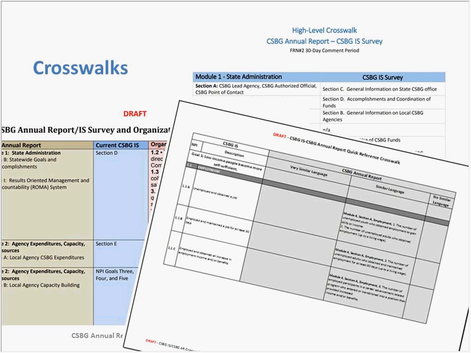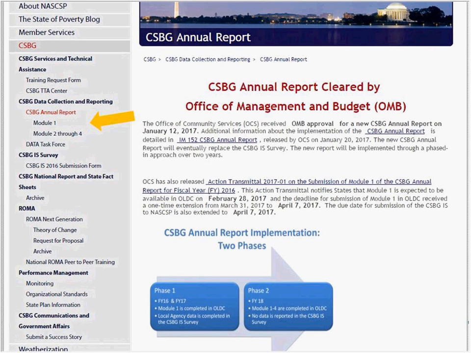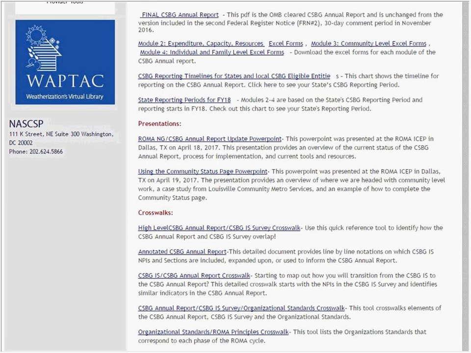So you're probably wondering exactly where you can find these tools on our website. We have a CSBG annual report page on the NASCASP website, and all of these tools are available on that CSBG annual report tab. We developed more specific tools for each module, and we'll add those to the subpages there.